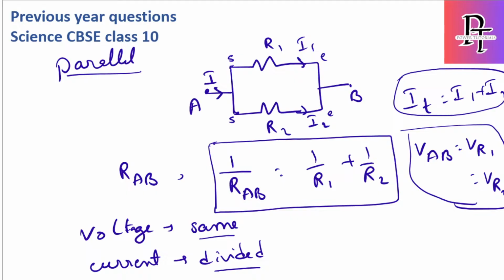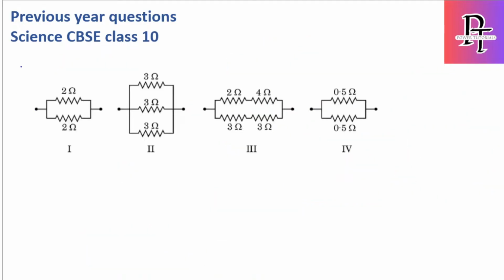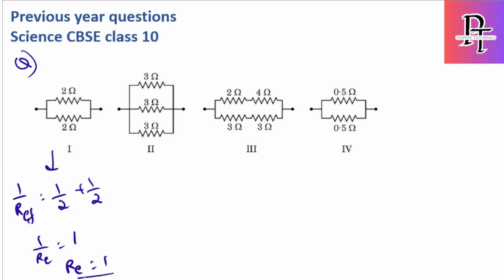So this I got from the previous year questions itself. This is one of the questions where they are asking to find the effective resistance across 1, 2, 3, 4. What is the effective resistance? Okay, so if you notice here, what is the connection? This is parallel. So let's find the effective resistance for this circuit. 1 by R effective is equal to 1 by 2 plus 1 by 2, nothing but 1. So R effective is equal to 1.